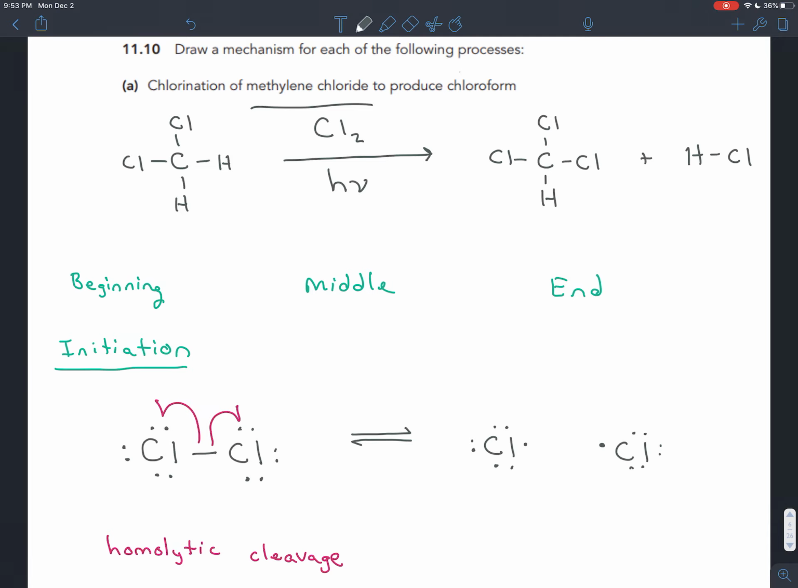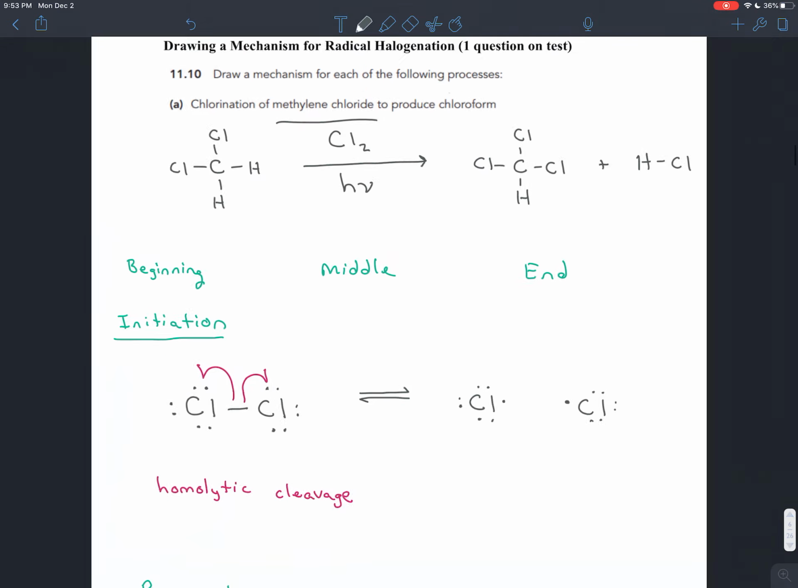Chloroform is used in sort of like cartoon villains. We'll put this over somebody's mouth and they'll fall asleep. It's chloroform.